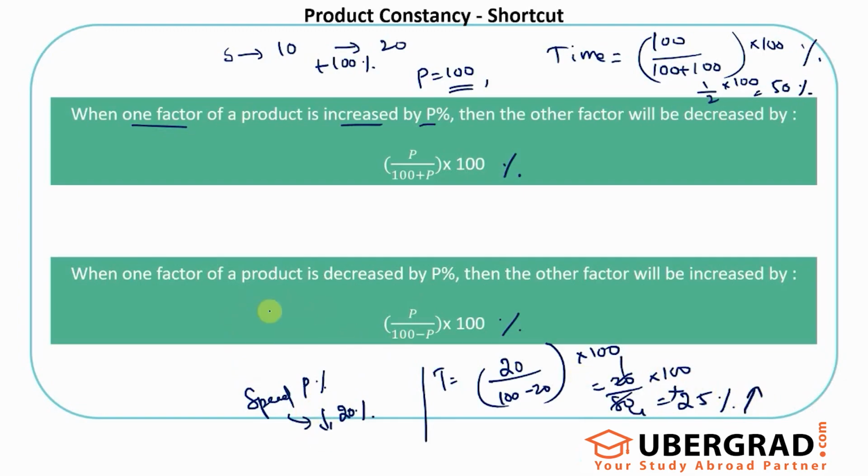This will be plus, because I am decreasing the speed, so the time will increase. So if the speed of a person decreases by 20%, the person will take 25% longer to complete the same distance. That's what these formulas are for: p by 100 plus p into 100 if it increases, then the other decreases by this. If it is decreased, then this will be the increase. So this is a shortcut that you can use. I'll show the normal way to solve first.